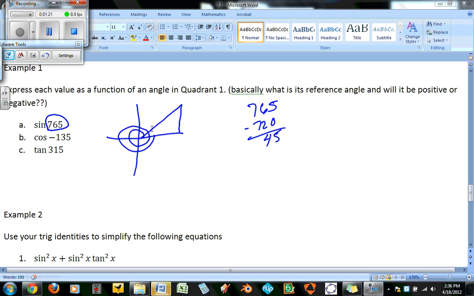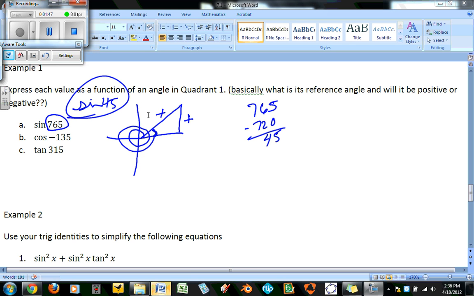Basically, they're saying express this thing as a function of an angle in the first quadrant. This angle is in the first quadrant already, and then we know that the sine ratio is going to be positive. Opposite, this over here, is positive, and the hypotenuse is always positive. Positive divided by a positive is a positive. So, expressing this function as something in the first quadrant, we're just going to say it's sine of 45 degrees. And that's it right there. It's going to be positive.